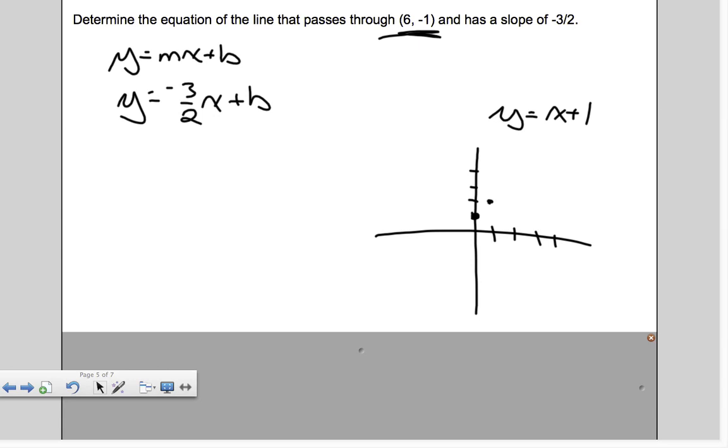So this is (1, 2). Remember, this is how I'm getting my points. If x is 1, y is 2. That's how I'm graphing it. What happens if x is 2? What's y? 3. Thank you, Aaron. If x is 3, what's y? 4. Seeing a pattern?